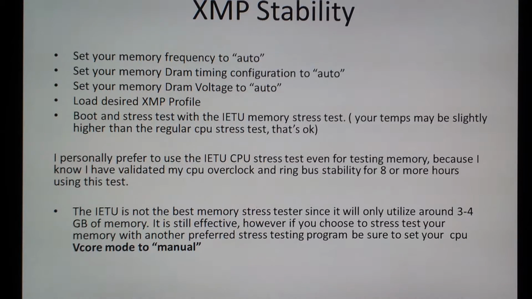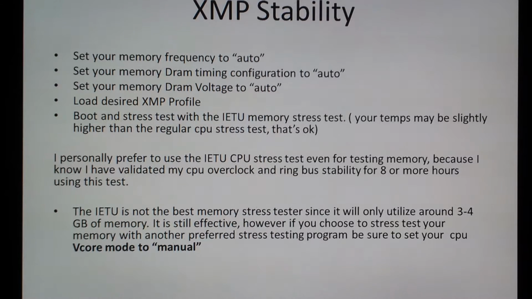So if you do use one of those stress testing programs to put more stress on your memory, make sure to set your CPU vCore mode to manual. This is very important. Using any other stress test besides the Intel Extreme Tuning Utility will most likely increase your CPU voltage. Now, if you've been following this guide step by step, we haven't touched the vCore mode yet. We're going to set that to adaptive in part 4 when we set all of our power efficiency parameters. So that's just one thing I wanted to mention.